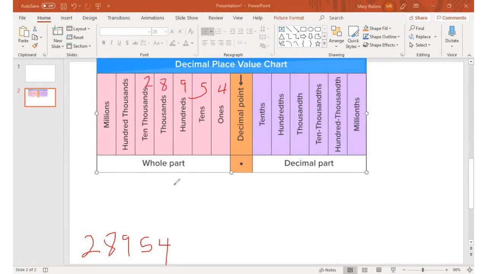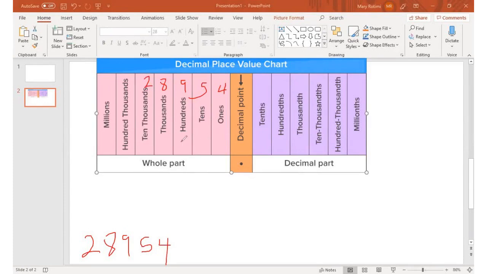Now, if I was to ask you how to say this in words, you would look at that place value to be able to say it in words. So as it stands here, you've got 2 lots of 10,000s, 8,000s, 900s, 5 lots of 10s, and 4 units. So you're going to say 28,000, and 28,954. That's how you pronounce this.